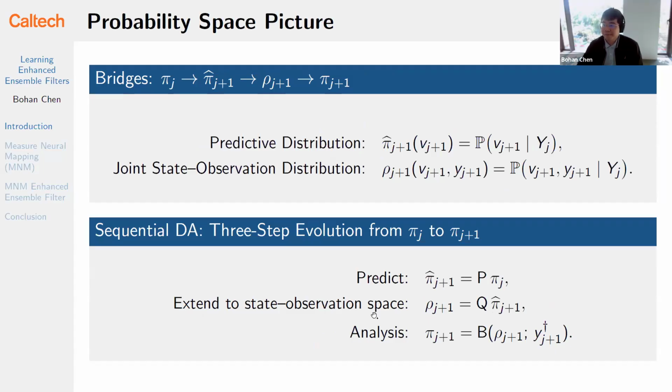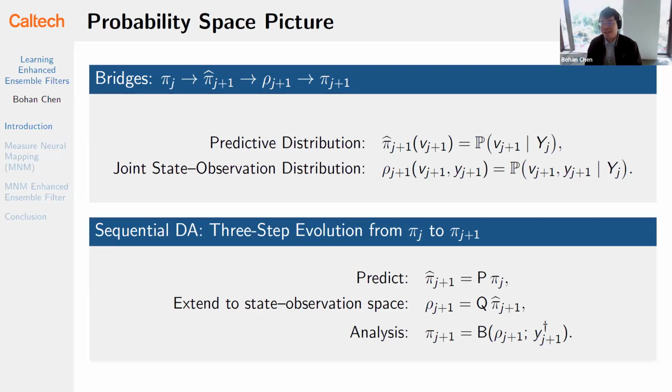From my previous visualization, we can see that data assimilation is a sequential process and is much more difficult than a one-step inverse problem. So the idea to solve it is to solve it sequentially. That is, we want to evolve from the filtering distribution at time j, that is pi j, to the next step's filtering distribution, pi j plus 1.